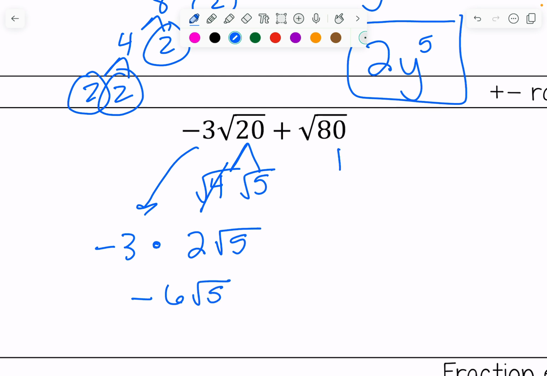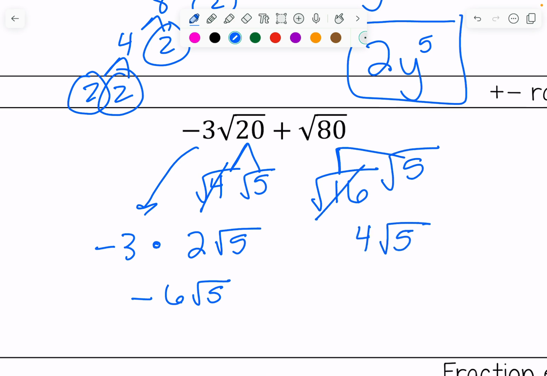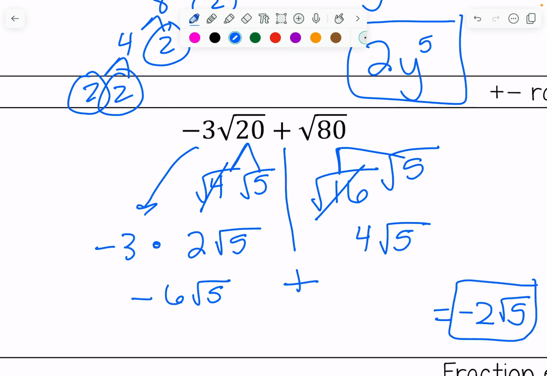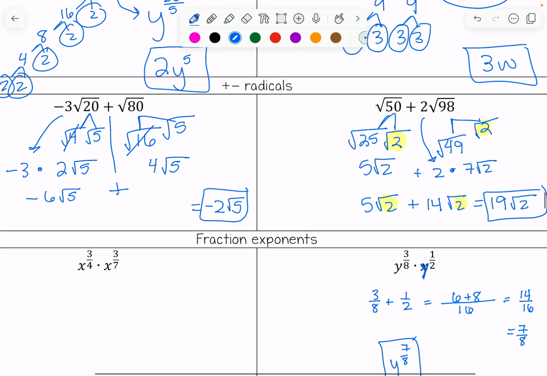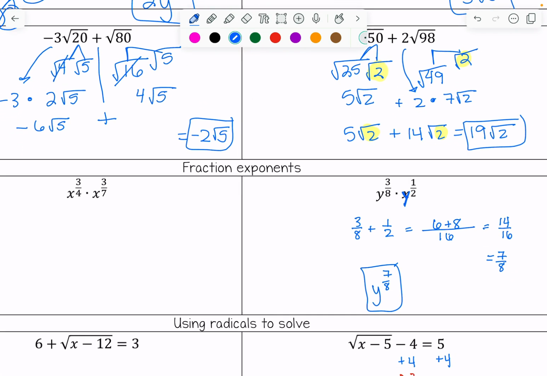So I'm guessing that this is going to be a 5 multiplied by something. So 80 divided by 5 is 16. Perfect. It is a perfect square. So it is a 4 radical 5. Now we are adding them together. Negative 6 plus 4 is negative 2 radical 5. There is our answer.